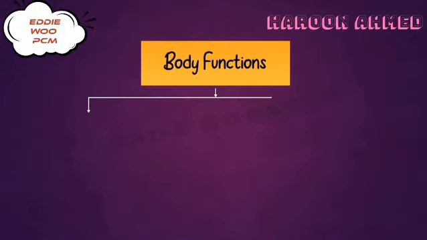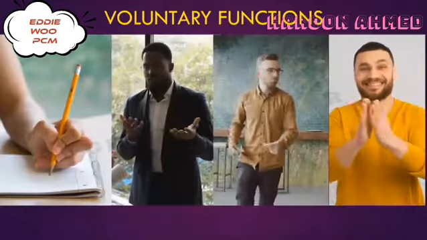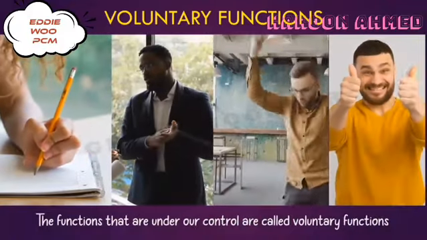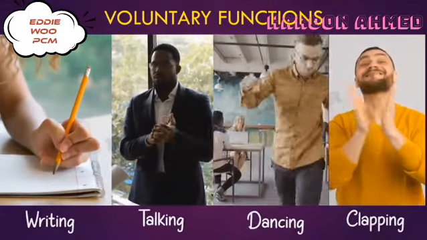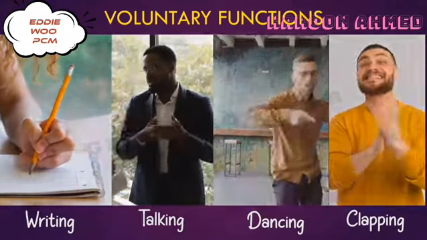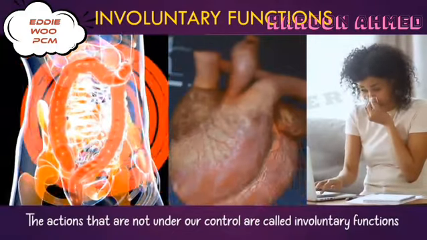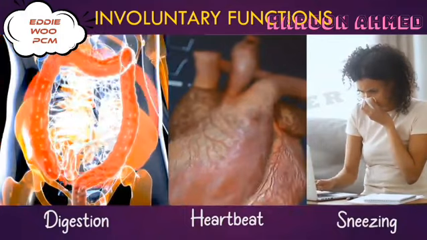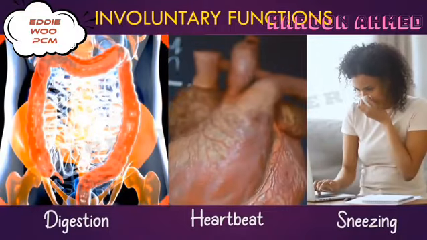Our body functions are of 2 types, voluntary and involuntary. The functions that are under our control are called voluntary functions. Writing, talking, dancing, clapping, these are the examples of voluntary functions controlled by our brain. The actions that are not under our control are called involuntary actions. Digestion, heartbeat, sneezing are some examples of involuntary actions controlled by human brain.